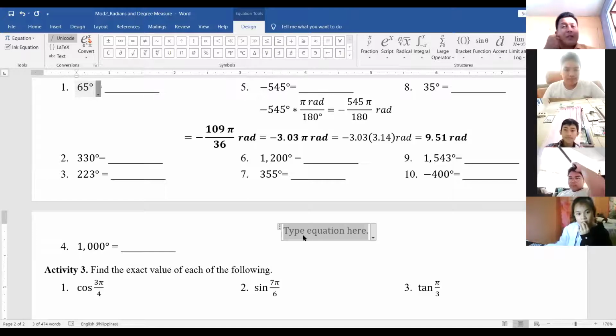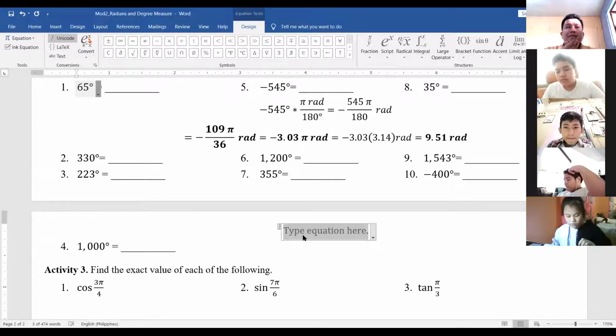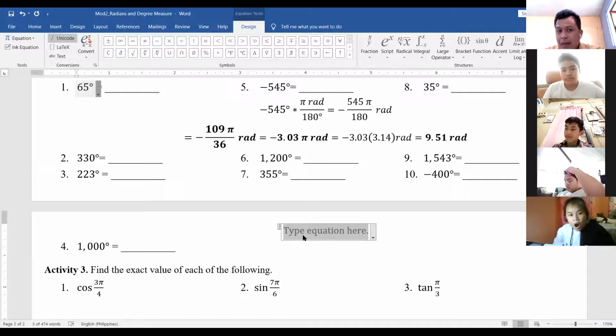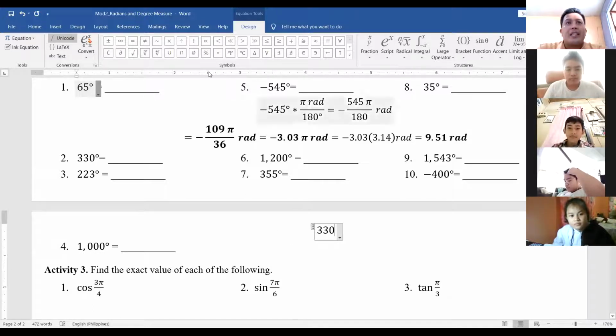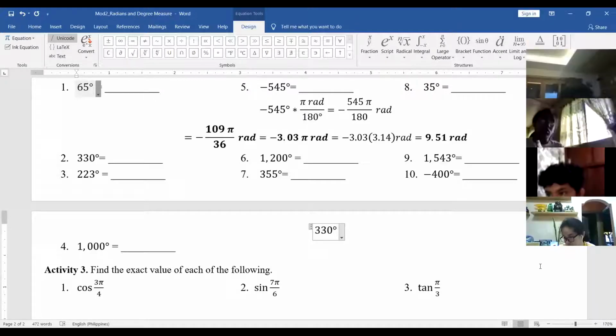Okay, none. So let's proceed with another example. Choose between 2, 3, and 4. Number 4? Let's try number 4. I just chose it myself. Number 2? Let's try number 2. I'll go with number 2. 330 degrees is our given. This is number 2, okay?